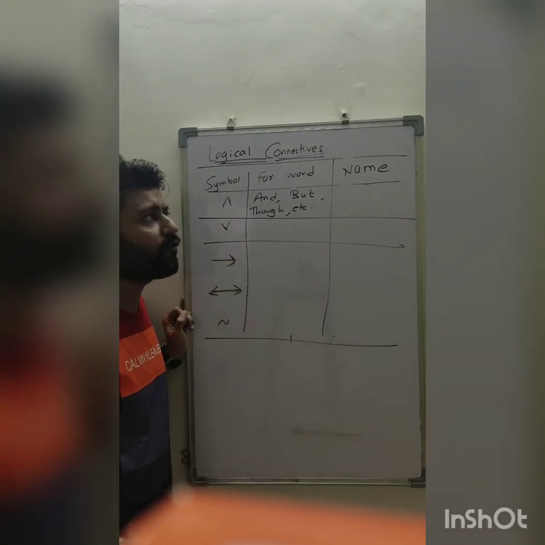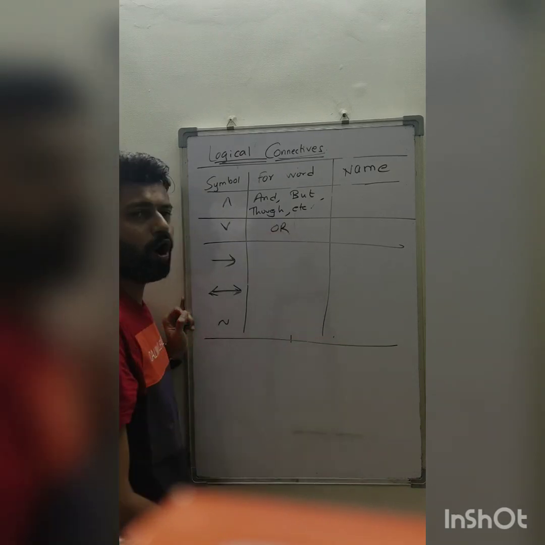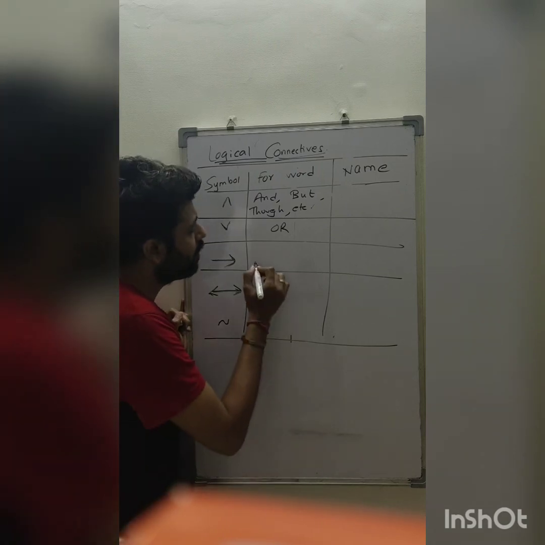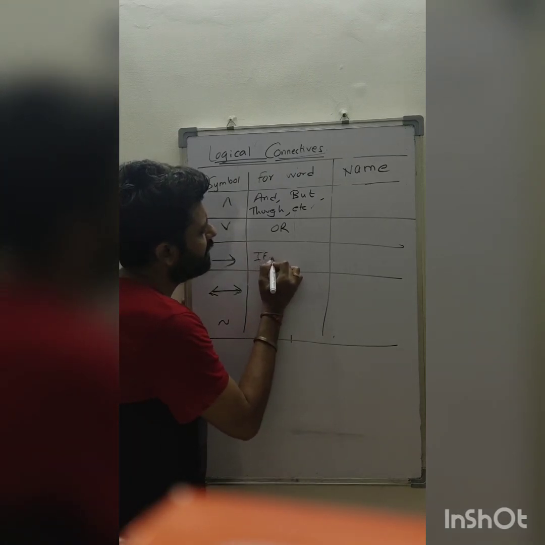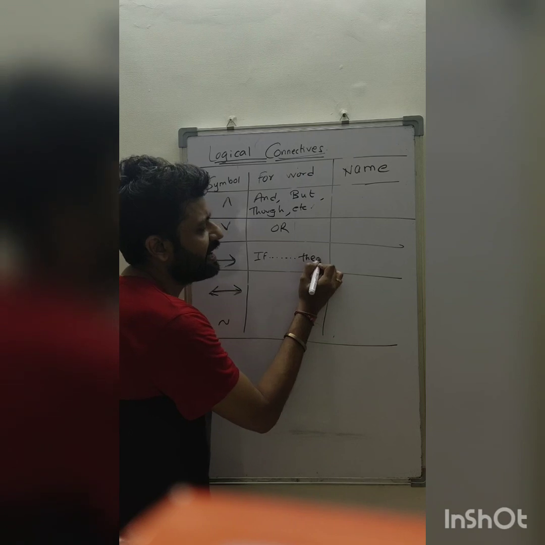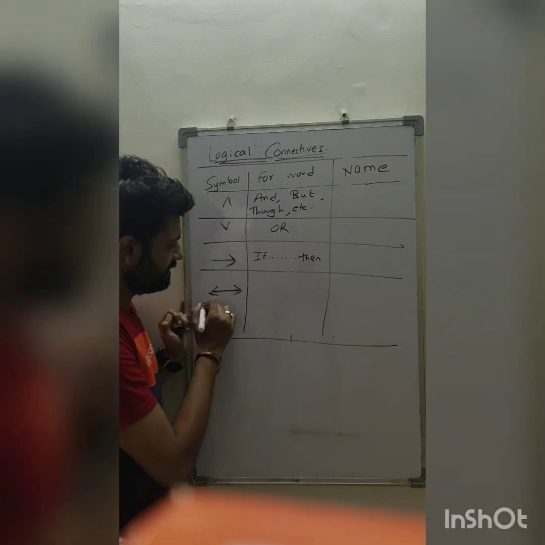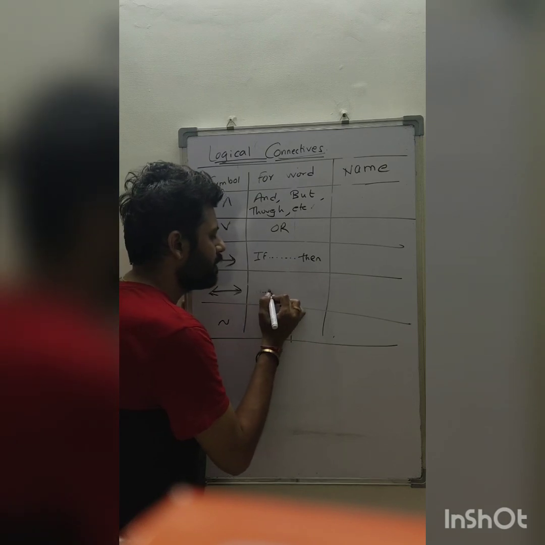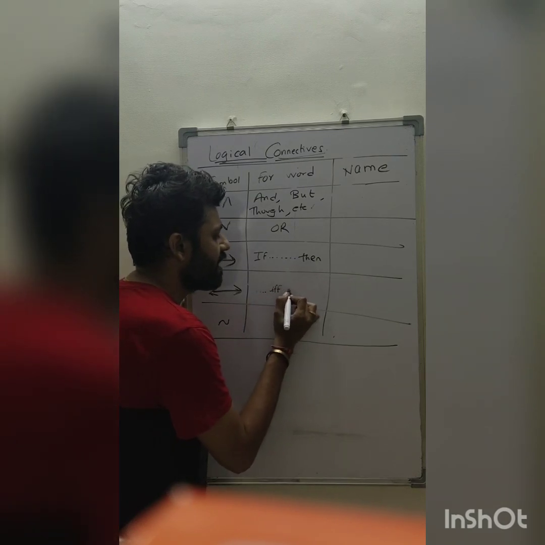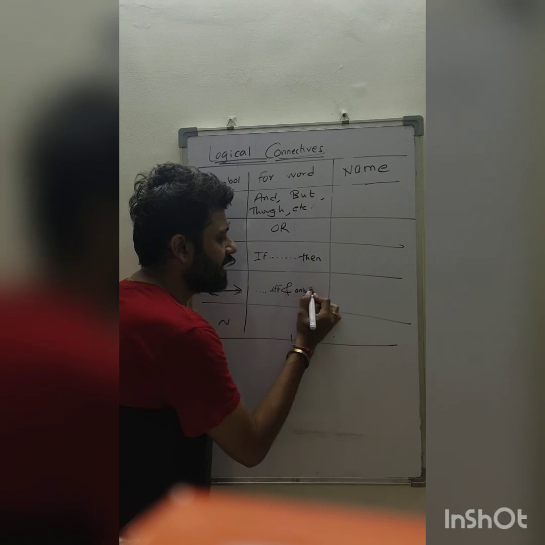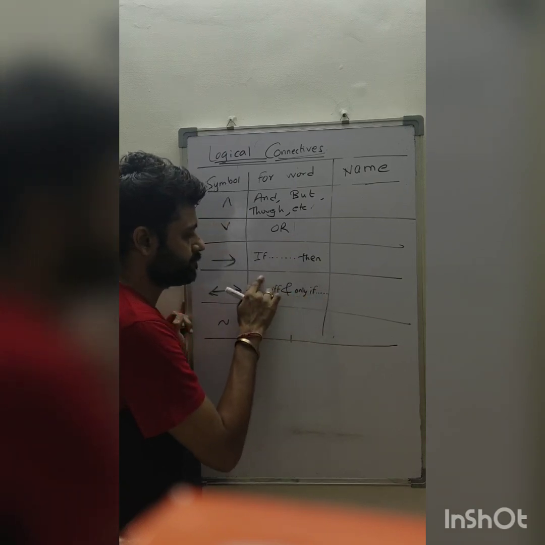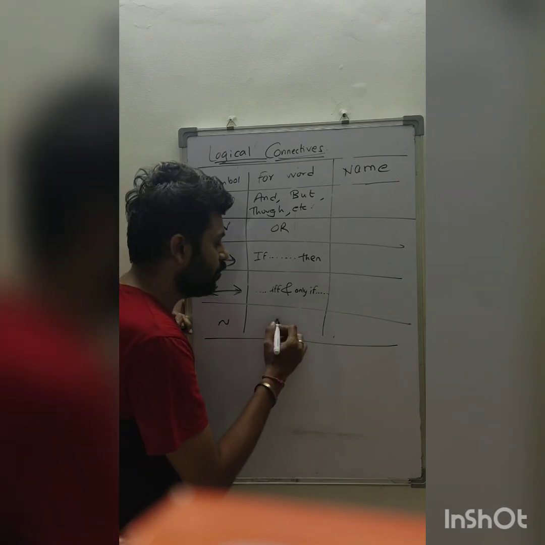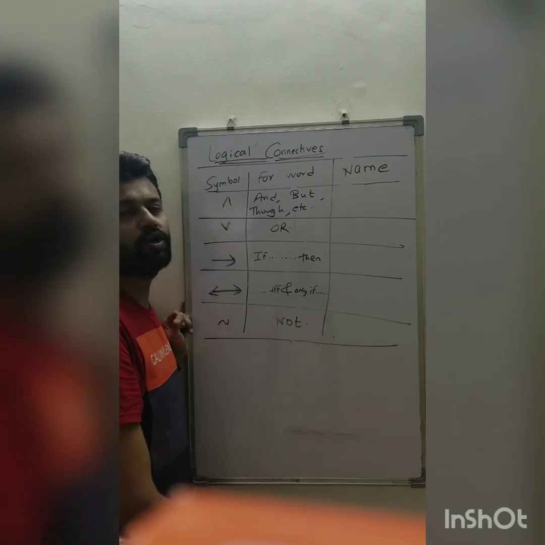This symbol is used for the word or. This symbol is used for the words if, then. This is the symbol used for the words if and only if. This is the symbol used for the word not.